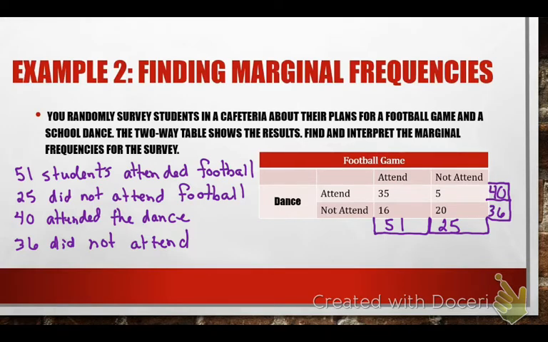All right, can anybody raise your hand and tell me what 20 means? Chase? 20 students didn't attend either. Yes, 20 students didn't attend either.